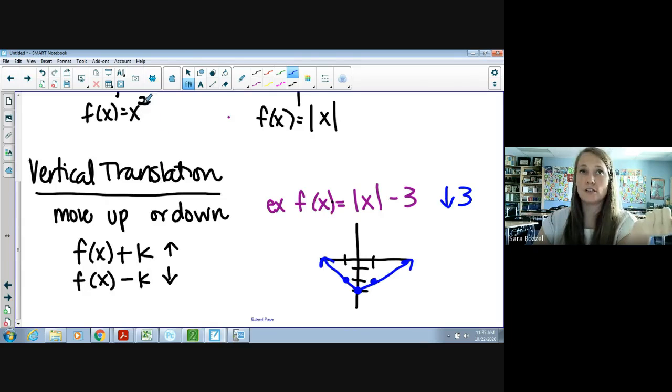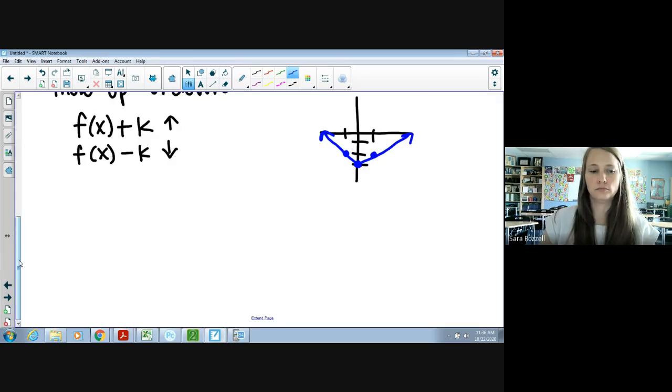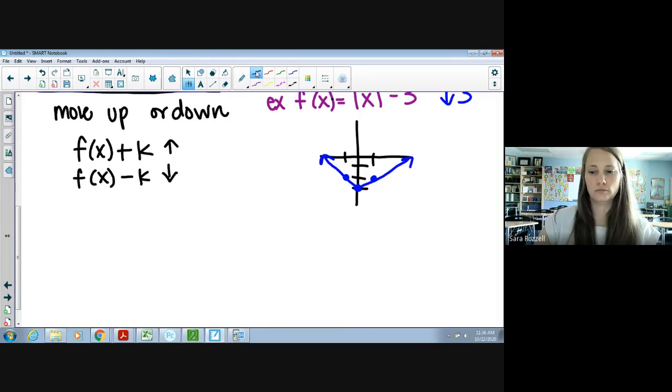Same thing with the x squared. If you have a number at the end, that would shift it up or shift it down depending on if it's a plus or a minus. Okay, the next kind will be our horizontal translation, where we're going left or right.